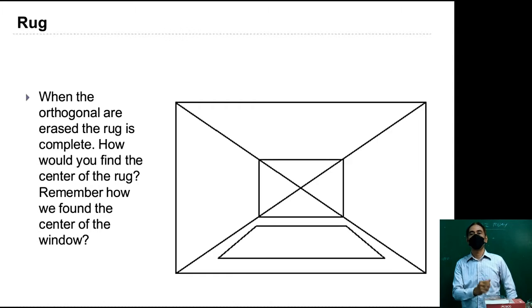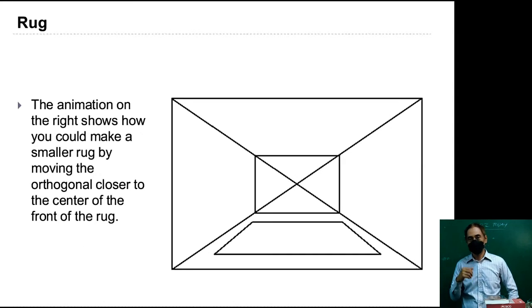How would you find the center of the rug? Of course, draw an X. The animation on the right shows how you could make a smaller rug by moving the orthogonal closer to the center of the front of the rug.